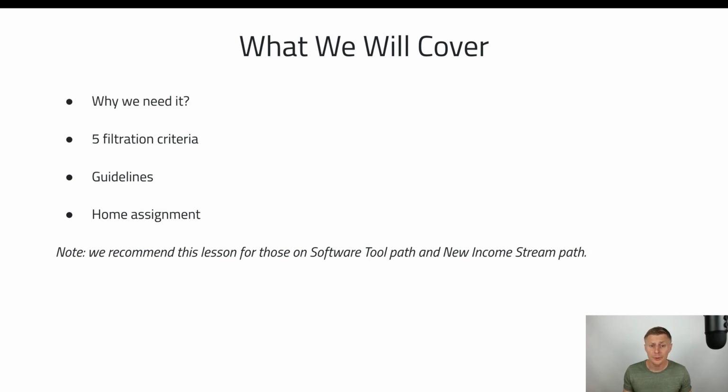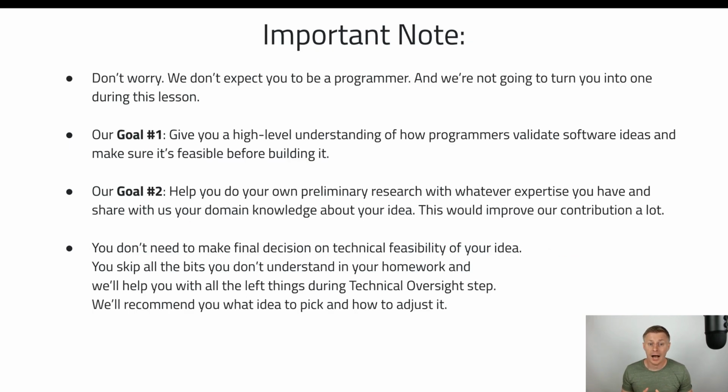So what exactly are we going to cover in this lesson? I will tell you why we need to do this technical filtration for every software idea you come up with. Then we'll go over the 5 filtration criteria framework and learn how it works. There I will also show you the homework worksheet. Then I will explain a few guidelines on how to further adjust your software idea based on that worksheet's results with the 5 technical criteria. And finally, you will have your homework assigned at the end of this lesson. Note, this lesson is required for every software idea, be it a software tool path or a new income stream path.